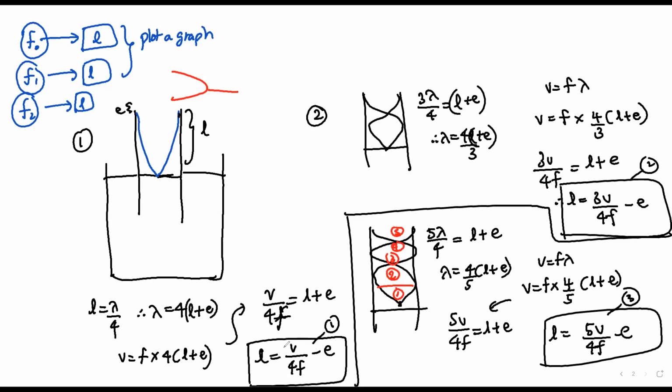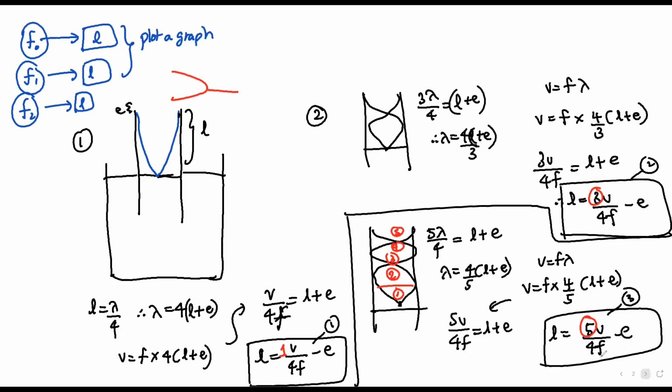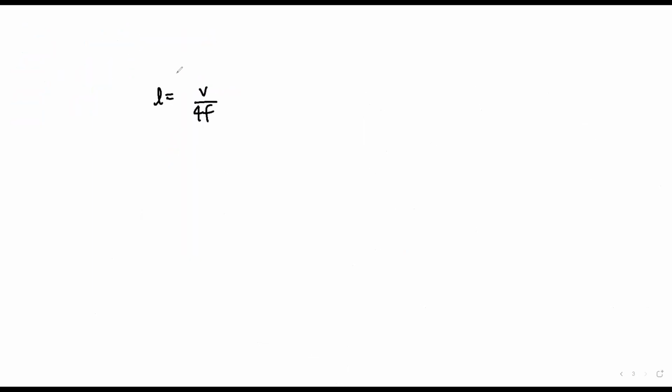See the number. Here the number is 1. Here the number is 3. Here the number is 5. So what can you say about that? First of all we got V over 4F minus E, right? Then we got 3 times V over 4F minus E. Then we got 5 times V over 4F minus E.